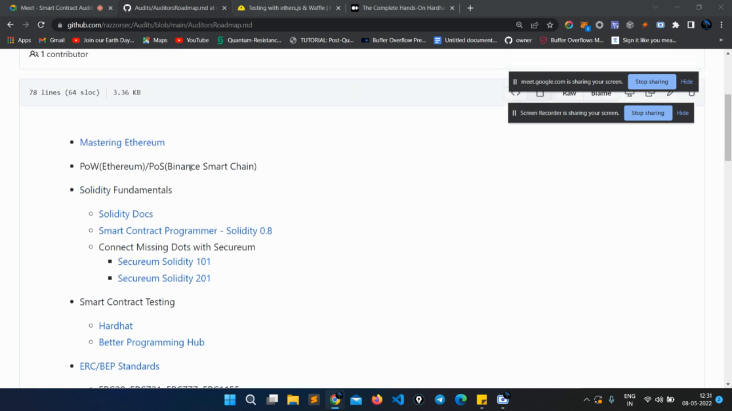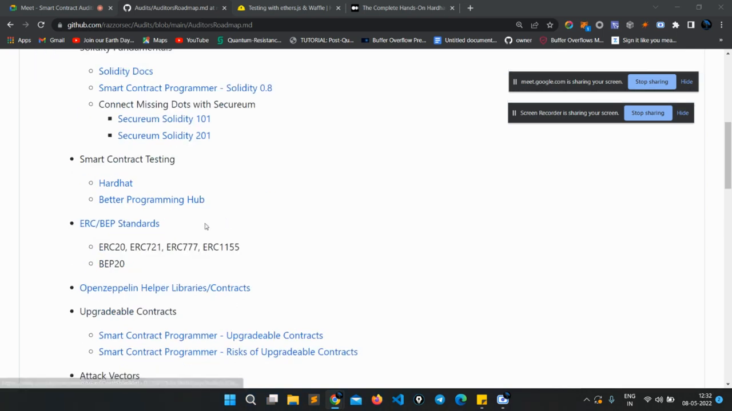At the start, we took note that proof of work and proof of stake, an example of which is Binance Smart Chain, are some very popular chains, and a lot of projects are built on top of them. So we're supposed to have knowledge of these two chains at the very start of our journey, right? Considering that, we can also have knowledge of ERC standards and BEP standards.